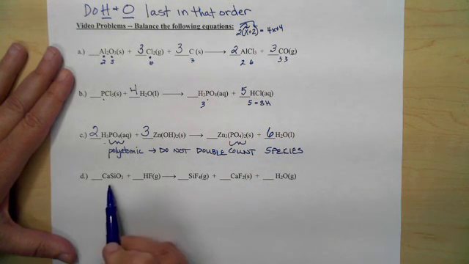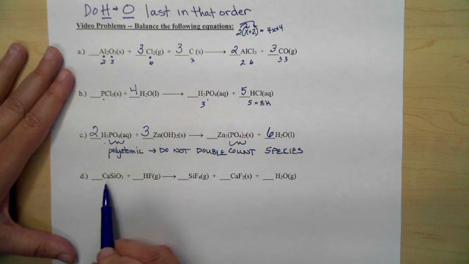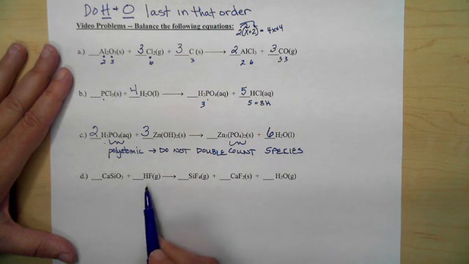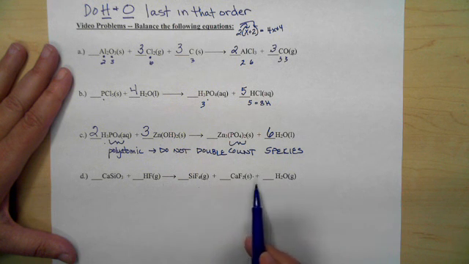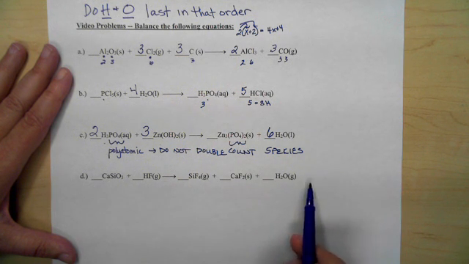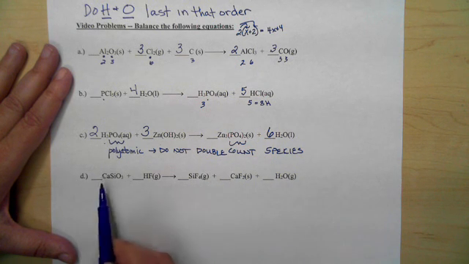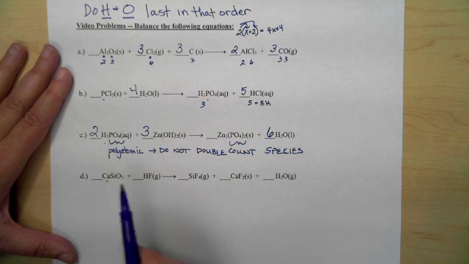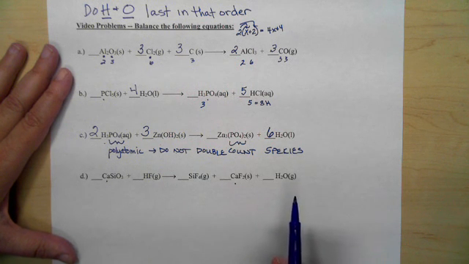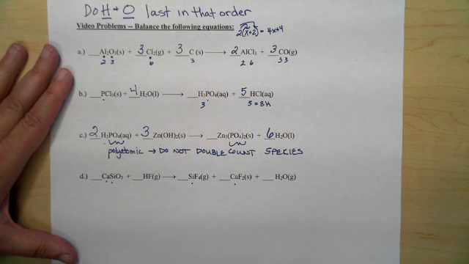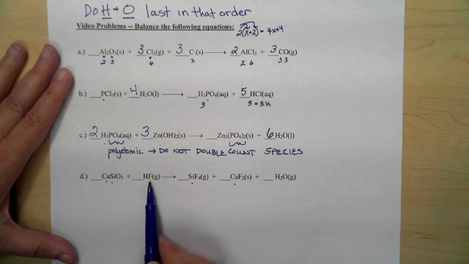Now we come down to the last one. We've got calcium silicate plus hydrofluoric acid, etc., and we produce it here. So let's look at the calcium. We've got one calcium here, so we're done. We've got one silicon here, one silicon there. We're going to skip the oxygen and the hydrogen, so let's look at the fluorine.